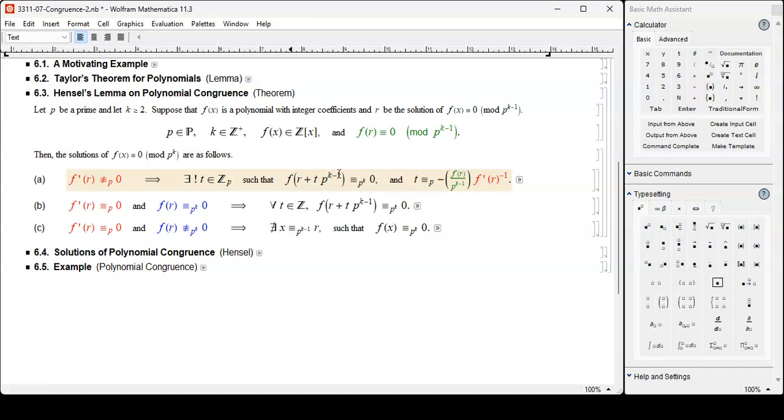K is 1, 1 minus 1, so this is 0 power. And then this thing is p to the 0 power, so modulo 1. So this is really trivial. Modulo 1, everything is the same. Modulo 1, everything is all 0. So all true.